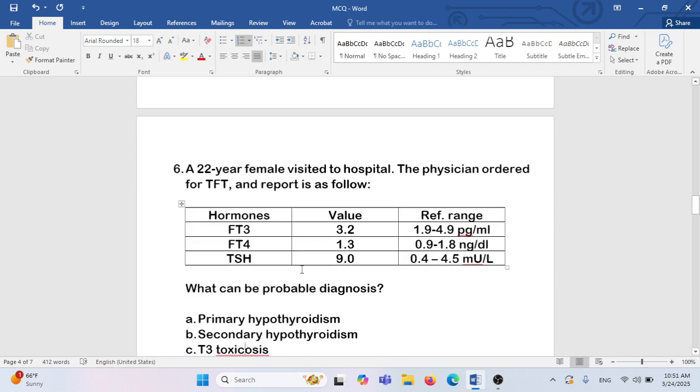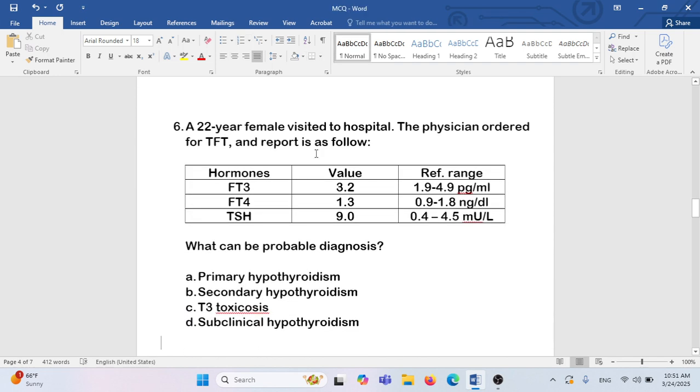Another question, a 22-year female visited to hospital. The physician ordered TFT and this is the report. So what is the diagnosis? In this report, T3 is within normal range, T4 is within the range and TSH is increased. That means T3, T4 normal, TSH increased. So the diagnosis is subclinical hypothyroidism. And if untreated, later it will be converted to the overt or true hypothyroidism.